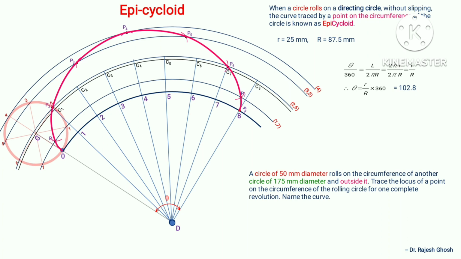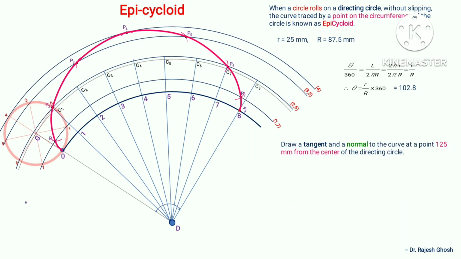To get the normal and the tangent, let's see the question here. It is given as: draw a tangent and a normal to the curve at a point 125 mm from the center of the directing circle. The center of the directing circle is capital D. So with capital D as the center and radius 125 mm, an arc is drawn to cut this epicycloid, and the point is marked as P.